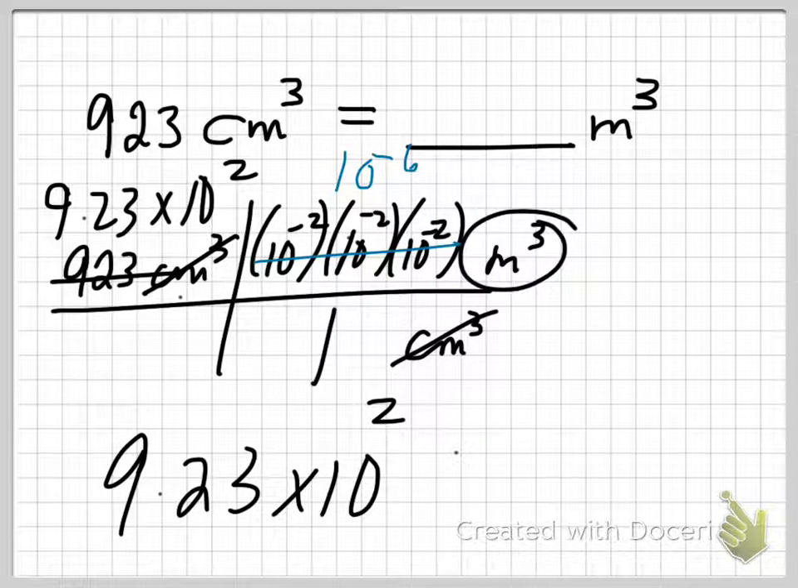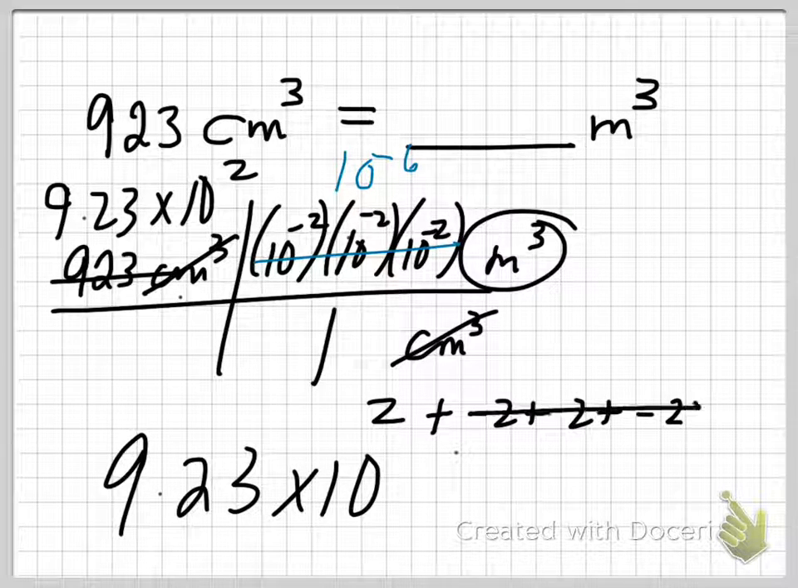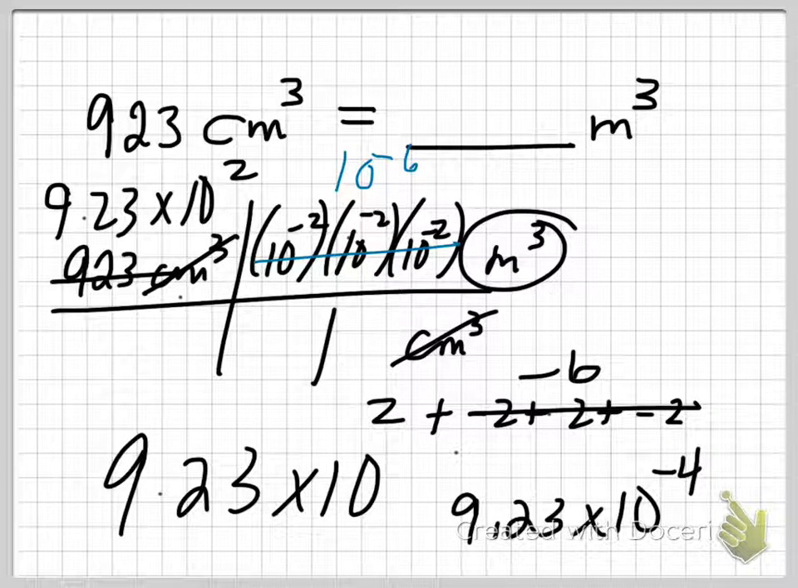Units here are going to cancel. I'm going to end up with that times 10 to the second plus -2 plus -2 plus -2. So that's all plus -6. So 9.23 times 10 to the -4th cubic meters.